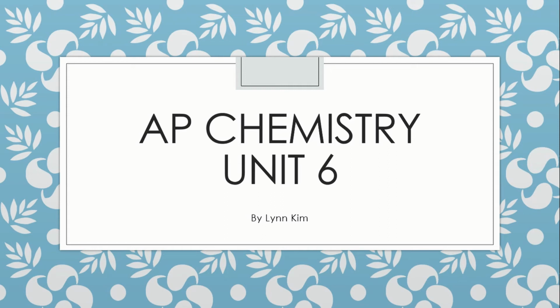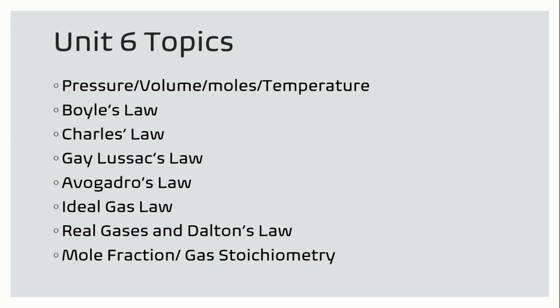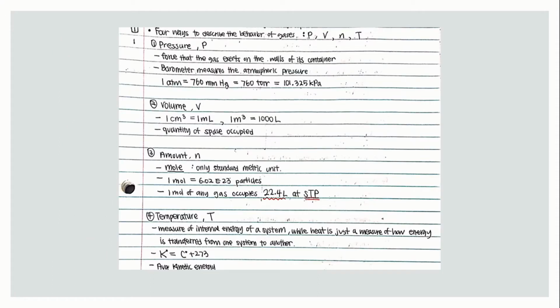This is the review for AP Chemistry Unit 6. These are the topics. First, we are reviewing the 4 variables that we will use in this unit, which are pressure, volume, amount, and temperature. So pressure is the force that the gas exerts on the walls of the container.